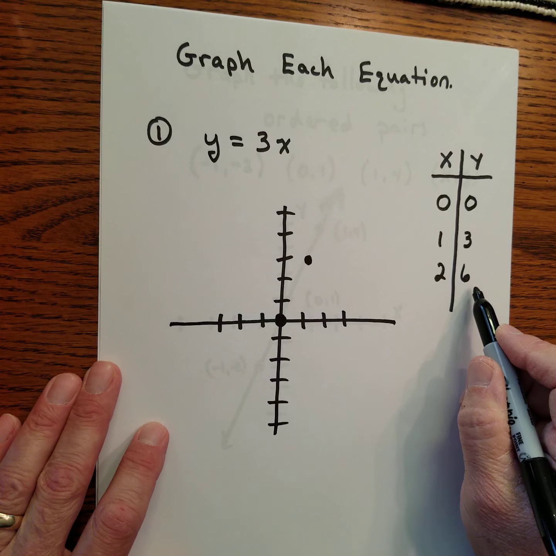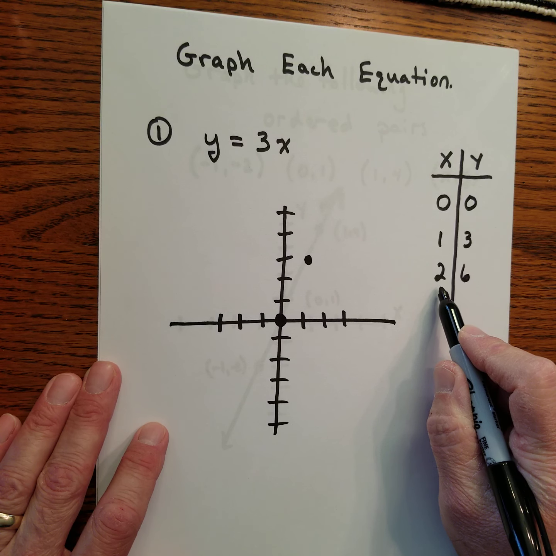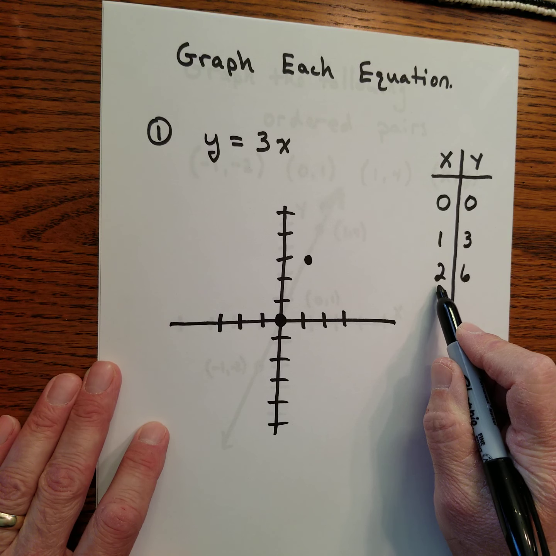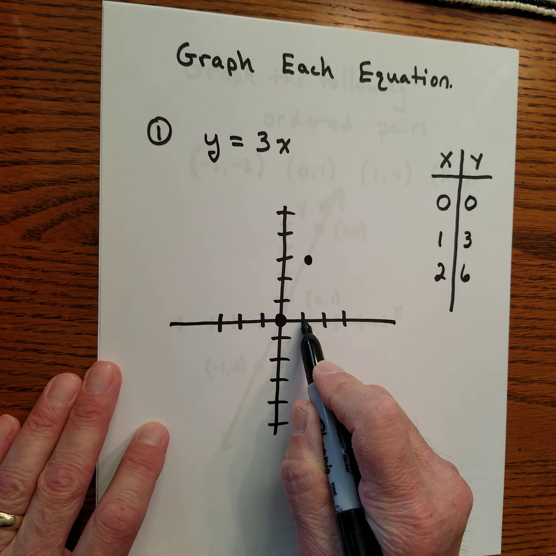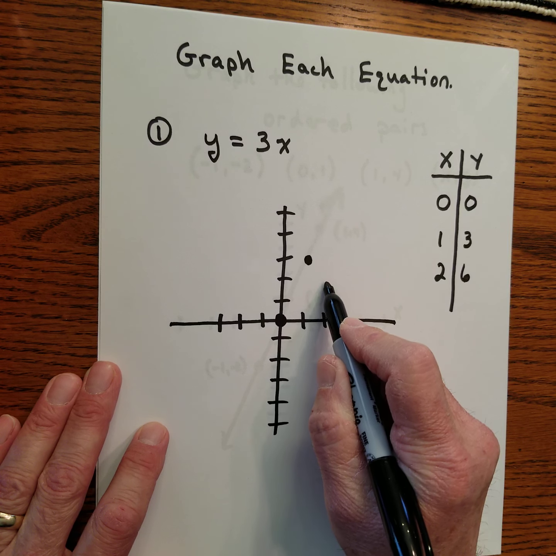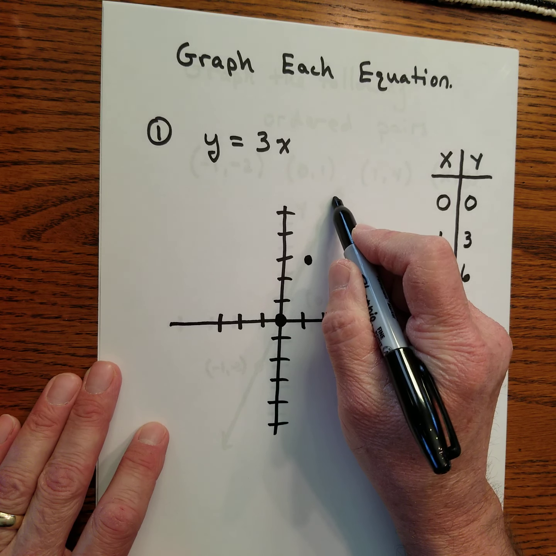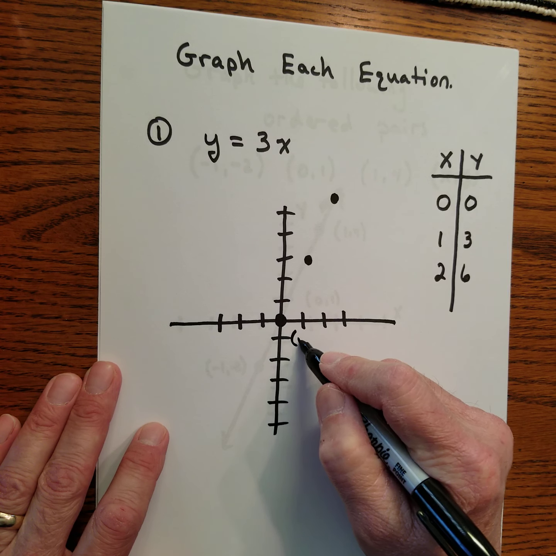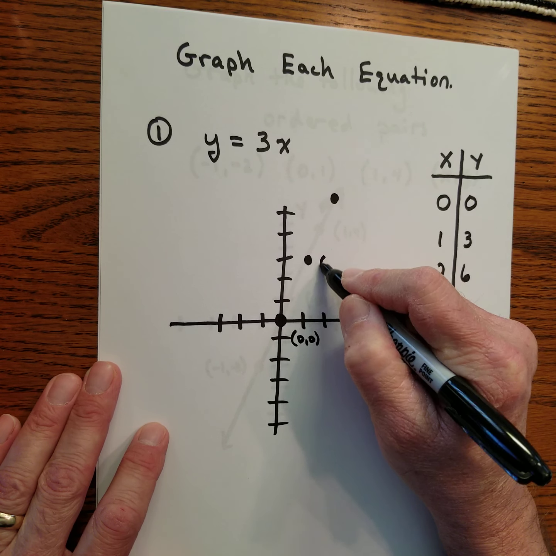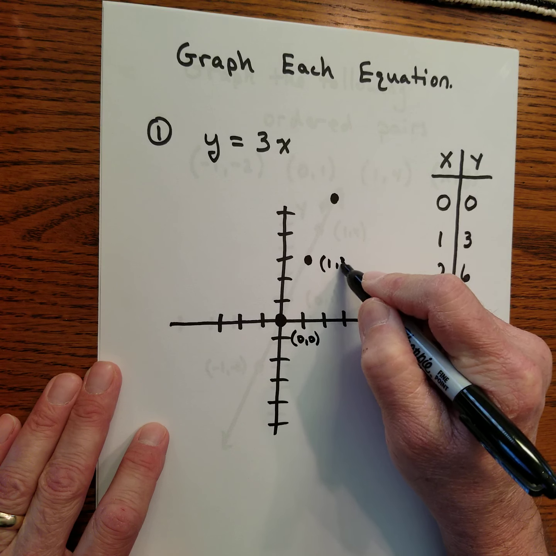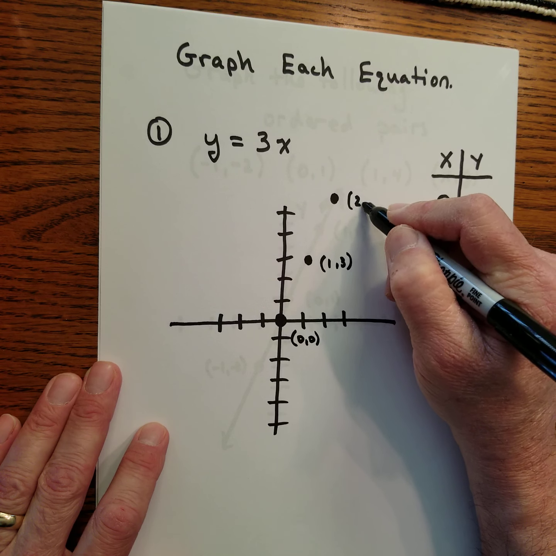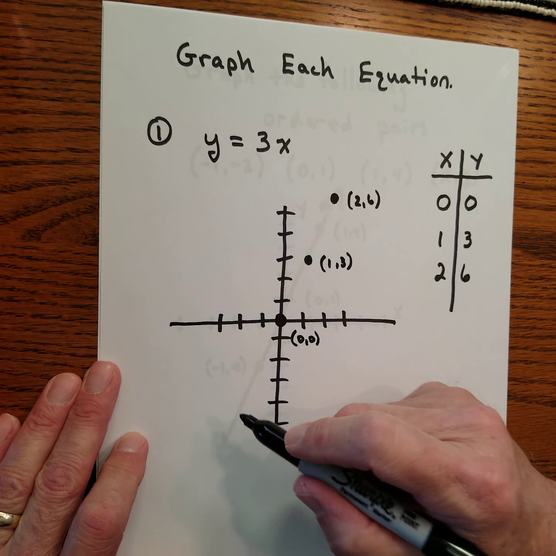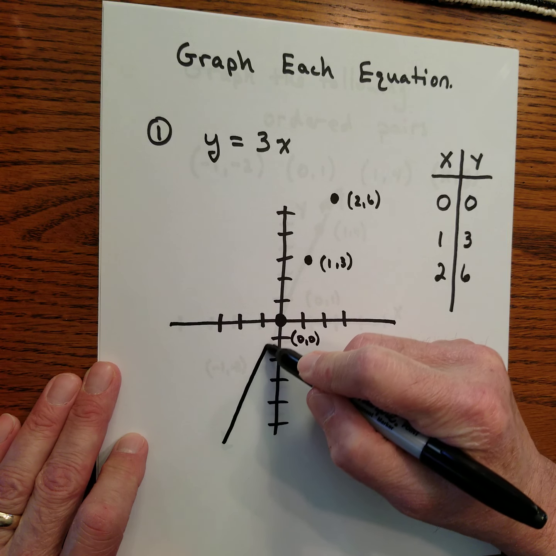When x is 2 and y is 6, I think of the first number as left and right, and the second number as up and down. We'll go right 2 and up 6. 1, 2, 3, 4, 5, 6. Let's label these points. That's 0, 0. That point was 1, 3. This was x2, y6. See how nicely they line up? Let's draw a nice straight line through those points.